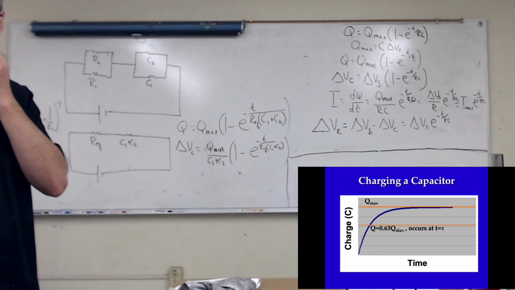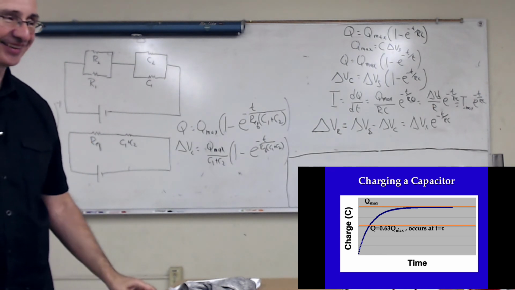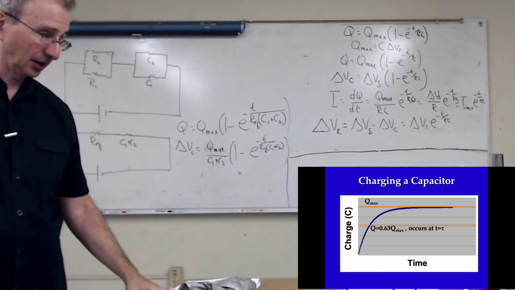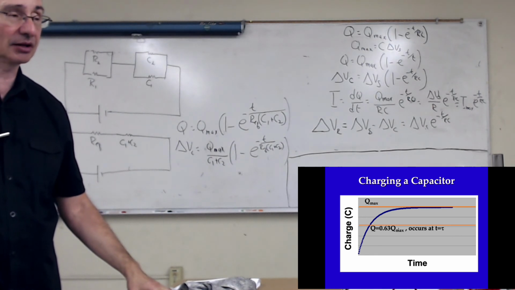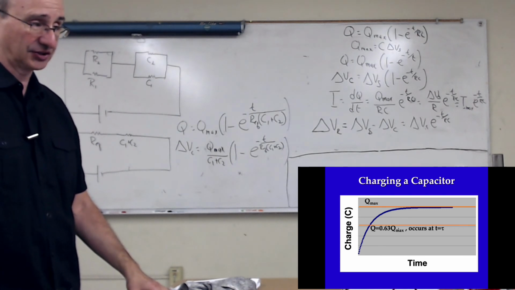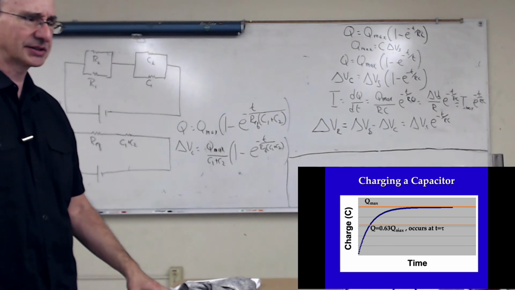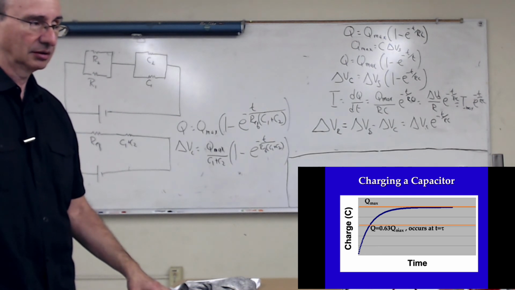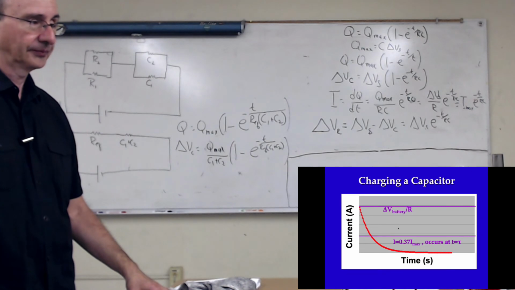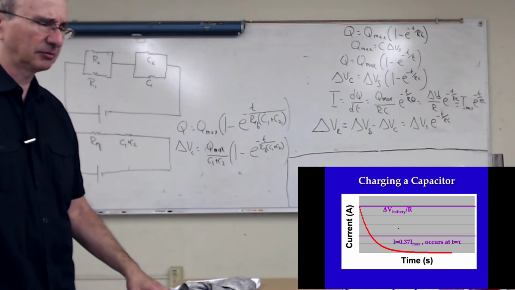So this is the graph I was showing you before. I drew it on the board. The charge in the capacitor is a function of time. And then the shape of the graph for voltage is going to be exactly the same, because the voltage is just the charge divided by the capacitance. So dividing by a number is not going to change the shape. And then this is the current as a function of time.